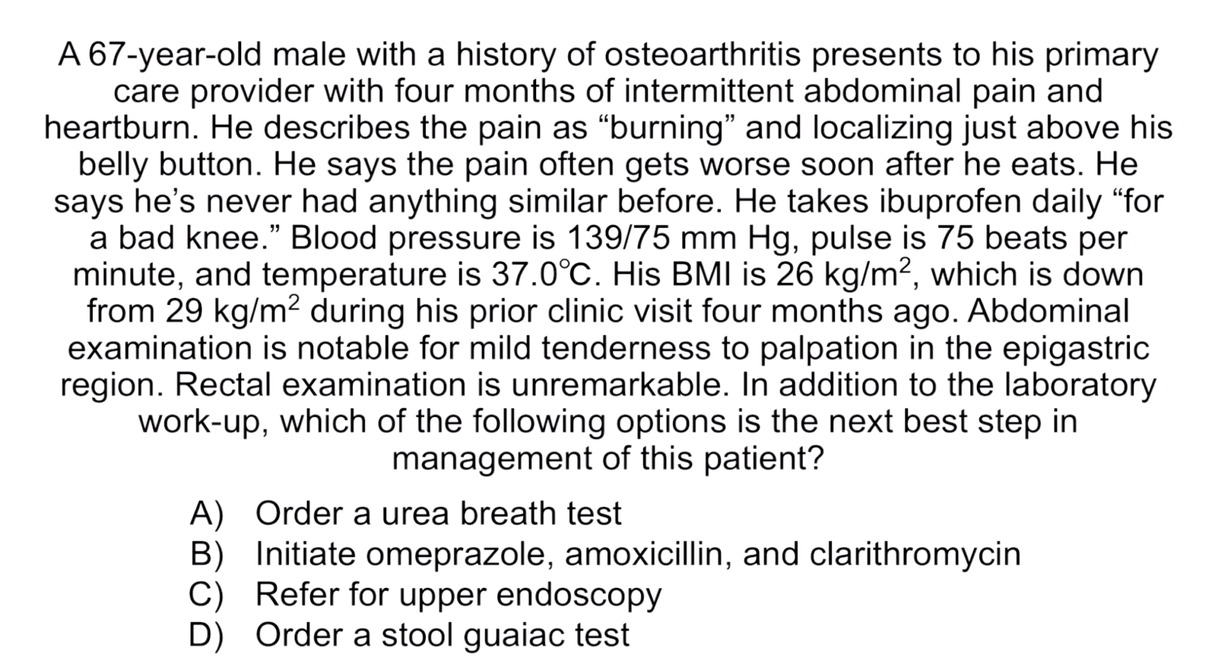His blood pressure is 139/75, pulse is 75, temperature is 37 degrees Celsius, BMI is 26, which is down from 29 during his prior clinic visit 4 months ago. Abdominal exam is notable for mild tenderness to palpation in the epigastric region. Rectal exam is unremarkable. In addition to the laboratory workup, which of the following options is the next best step in management of this patient?